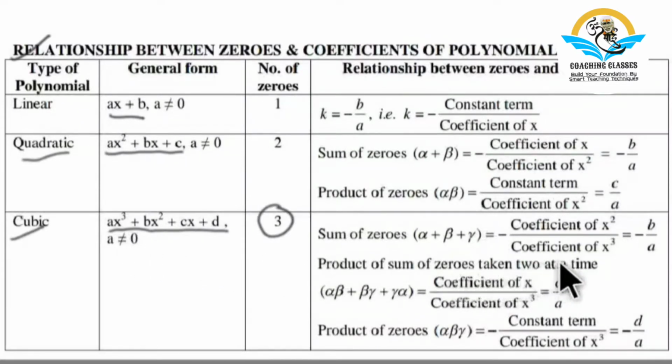Sum of the products of zeros taken 2 at a time, that is alpha beta plus beta gamma plus gamma alpha, equal to coefficient of x upon coefficient of x cube, that is c by a. Then product of zeros, alpha beta gamma, equal to minus constant term divided by coefficient of x cube, that is minus d by a.